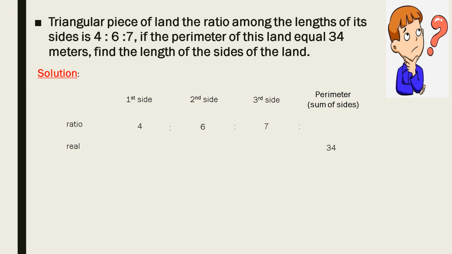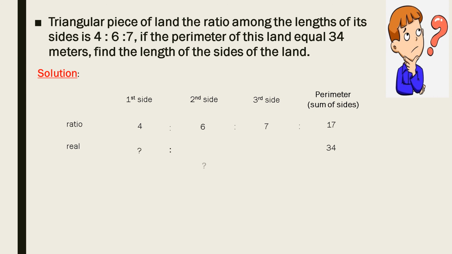As we do in real, we do to the ratio. We will add 4 plus 6 plus 7. Add the ratio of the three sides to complete the column of the perimeter. We will get the answer 17. Now we have a completed column which is perimeter.